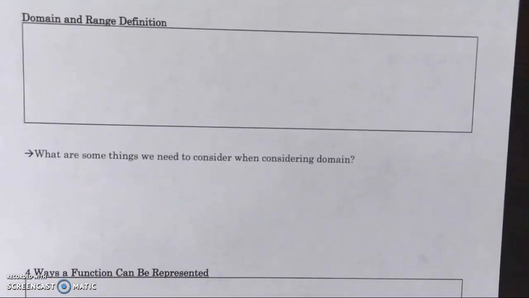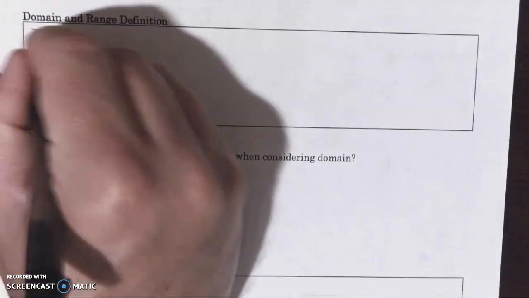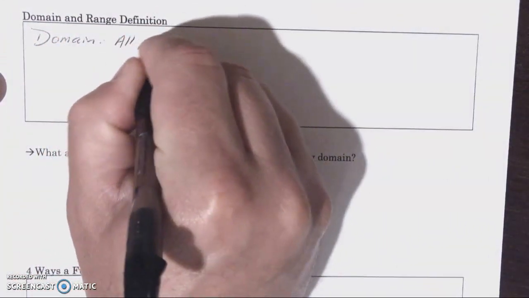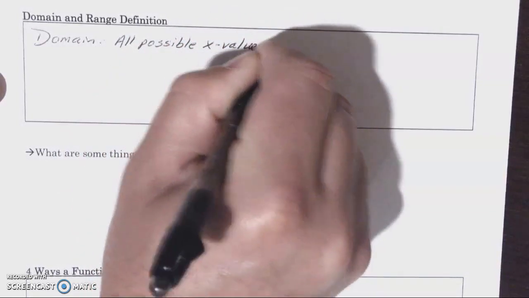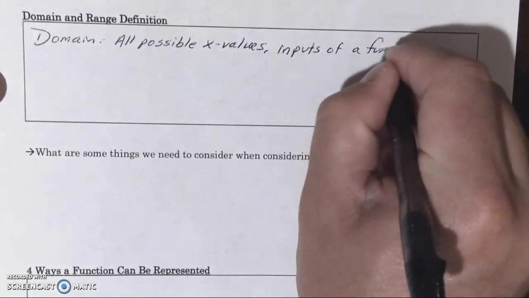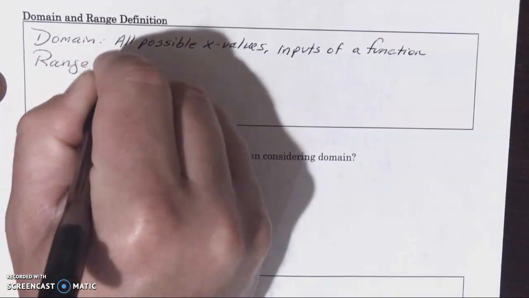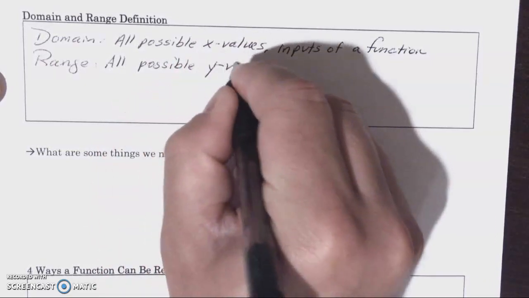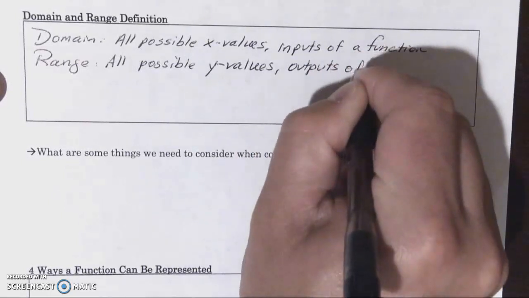Domain and range. Okay, very simply, the domain of a function, the domain, all possible x values or inputs of a function, and the range is all possible y values or outputs of a function.